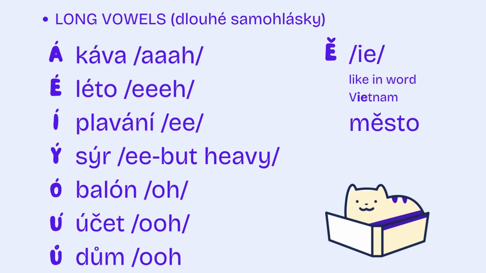Yeah? So let's read all of the long vowels, and one soft vowel. Á, é, í, ó, ú, ě. All right. Let's move on to the consonants.